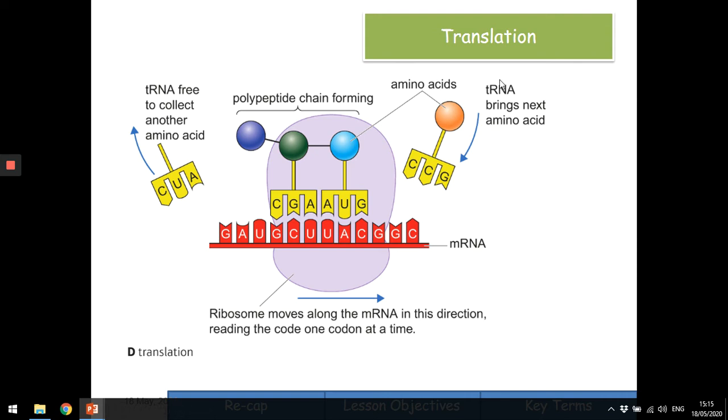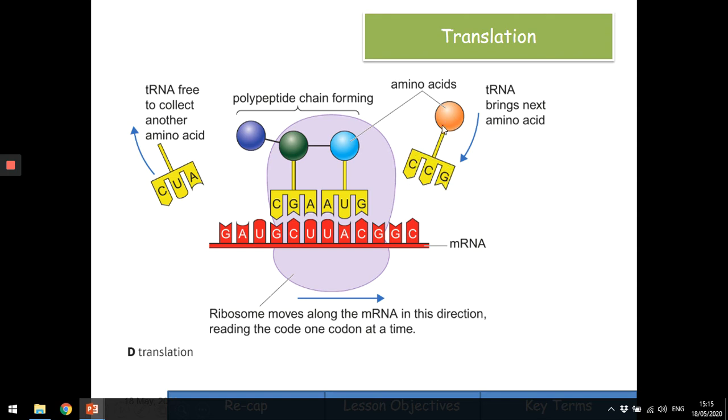The next stage is called translation. So the mRNA goes to the ribosome. This grey purply structure here would be the ribosome. The single-stranded mRNA has come in. In the ribosome, there'll be lots and lots of tRNAs, all with different amino acids stuck to them, and they're all waiting around to meet the mRNA. So the first one here has come in.